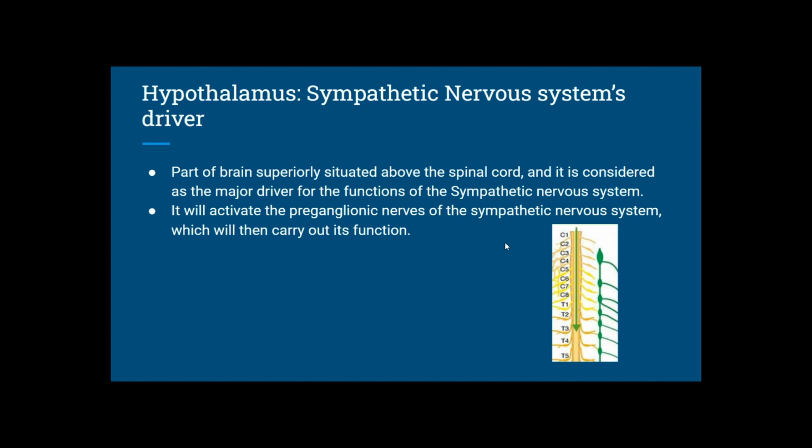So the hypothalamus is considered a major driver of the sympathetic nervous system. It is a part of the brain located superiorly, above the spinal cord, and it is a major driver for the functions of the sympathetic nervous system. On the right side, you will see the diagram. There is a green arrow coming down from the top, which can be considered the hypothalamus, giving its signal outwards towards the spinal cord. You see from C1 to T5 over there.